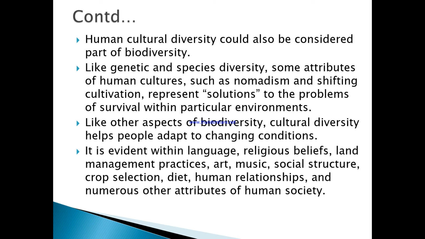With the help of the experience that people have, they come up with different kinds of diversity. Like other aspects of biodiversity, cultural diversity helps people adapt to changing conditions. It is evident within language, religious belief, land management practices, art, music, social culture, crop selection, diet, human relationships, and numerous other attributes of human society. So we learn from the ecosystem.